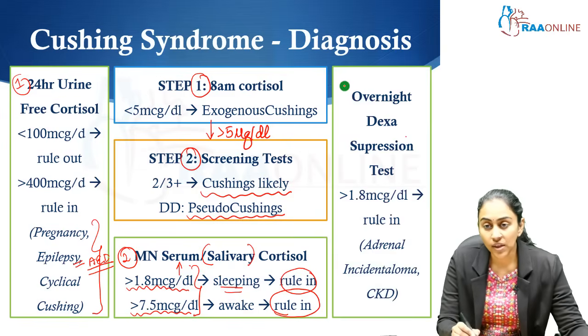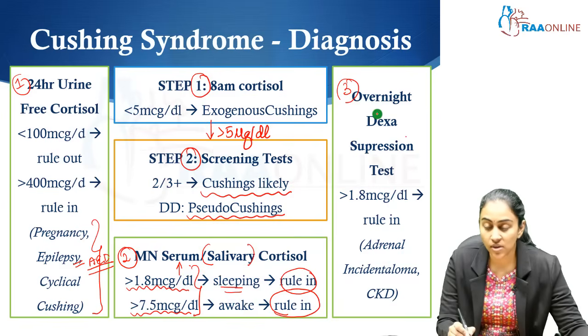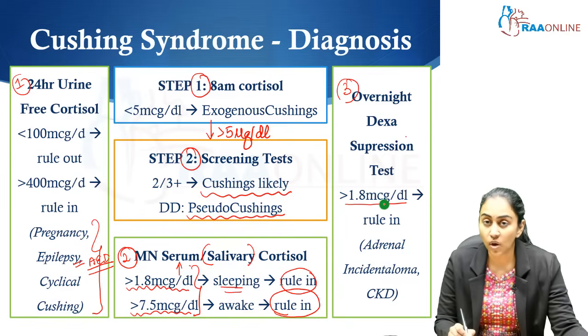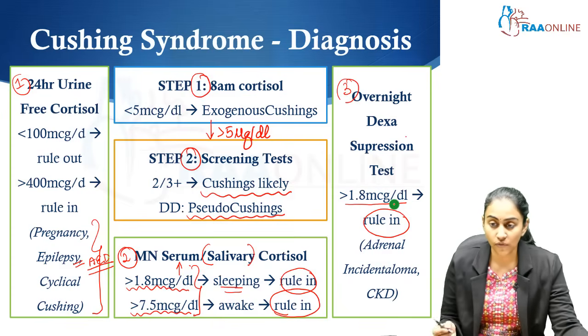Now, then you have the overnight dexamethasone suppression test. This is a very convenient test because the patient is advised to take a single tablet of 1 milligram of dexamethasone at night, at about 11 PM, and 8 hours later in the morning, around 7 or 8, we do a cortisol. If that cortisol is not suppressed, the cutoff is 1.8 microgram per deciliter. So, if that cortisol is more than 1.8 microgram per deciliter, then we can rule in cortisol excess. That means there is presence of cortisol excess.